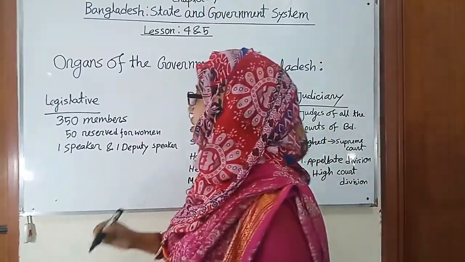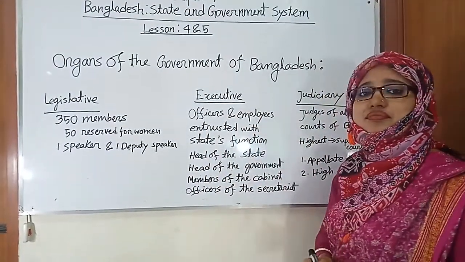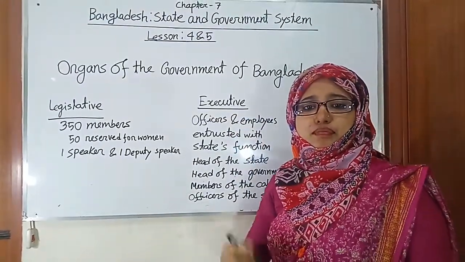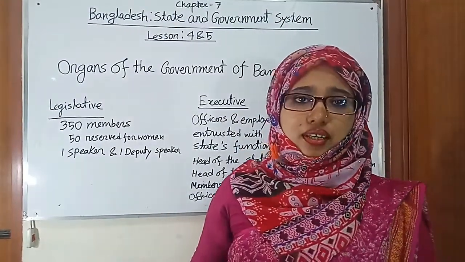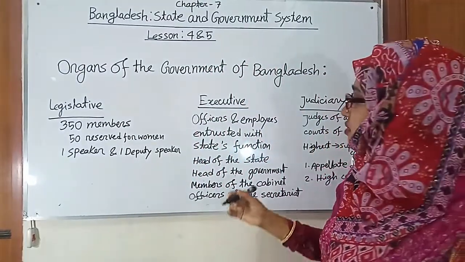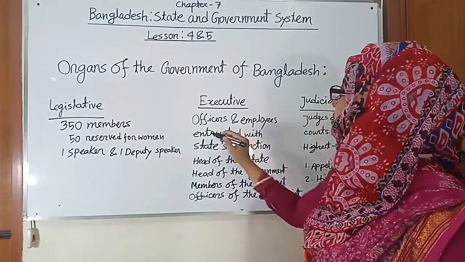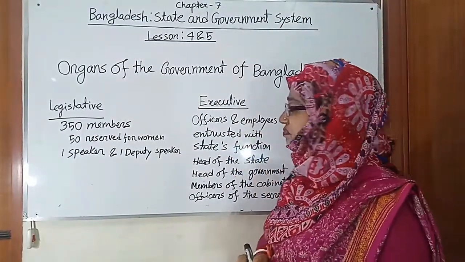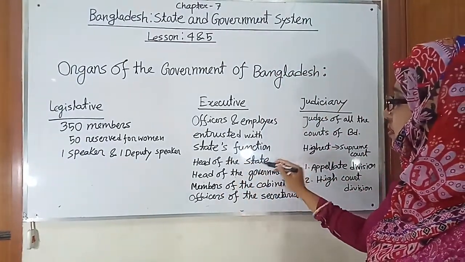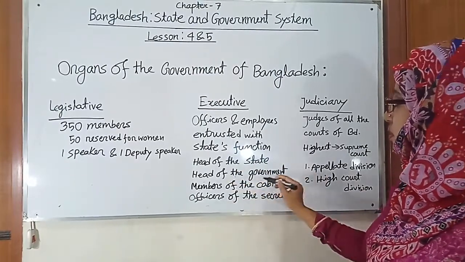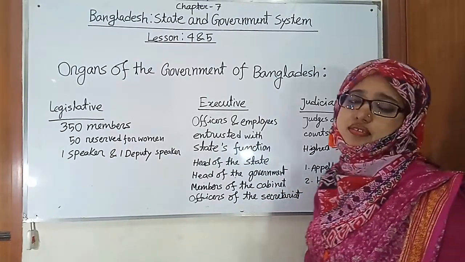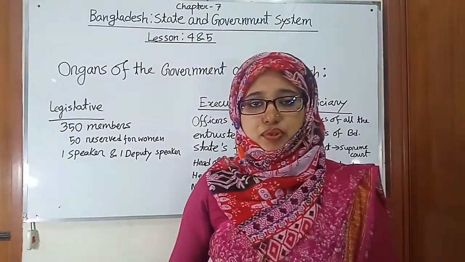Now I am going to discuss the executive. The organ which is entrusted with the administration of a country is called the executive. In a wider sense, executive means the officers and employees entrusted with state functions. In the real sense, in our country, the head of the state, head of the government, members of the cabinet, and officers of the secretariat comprise our executive body.